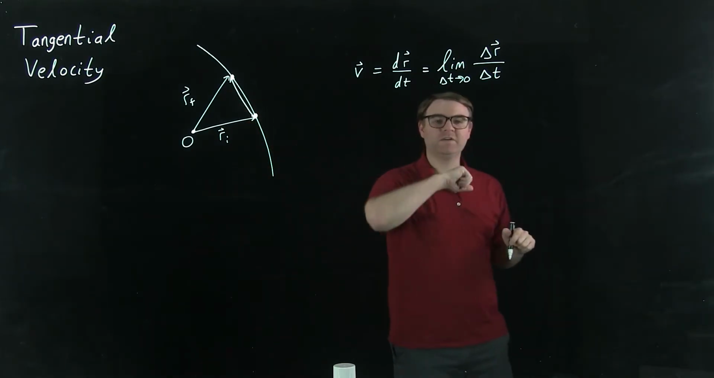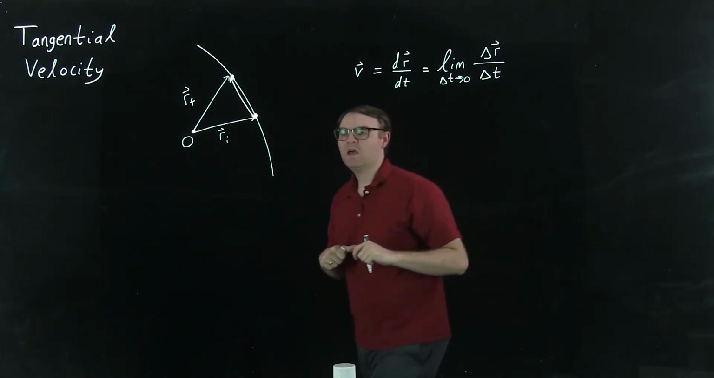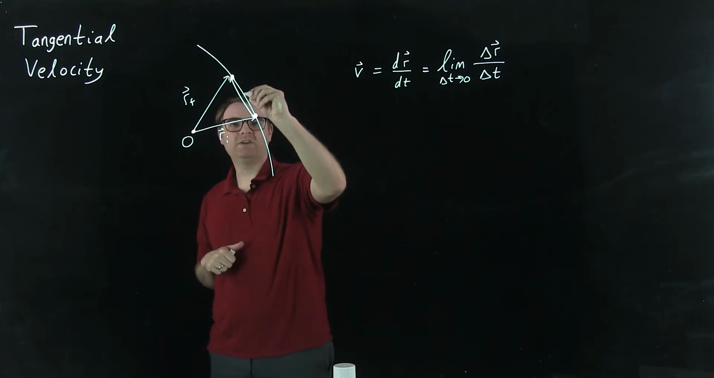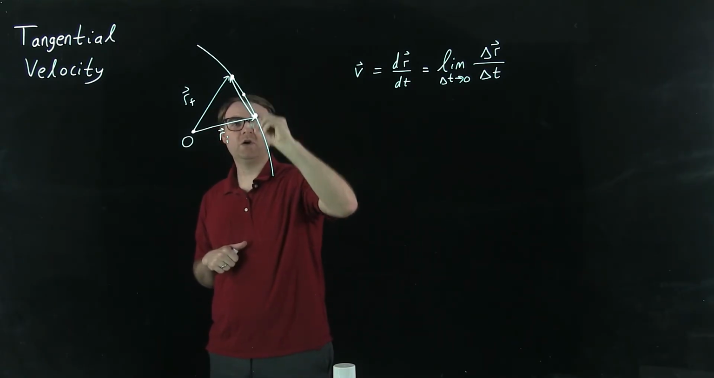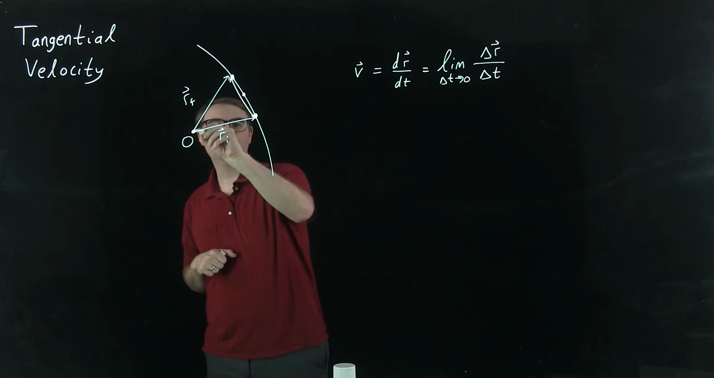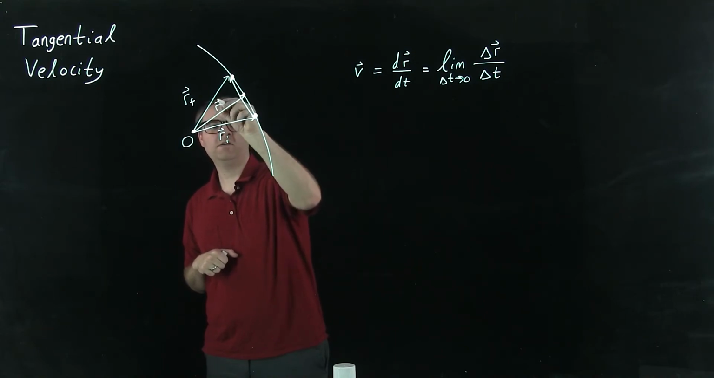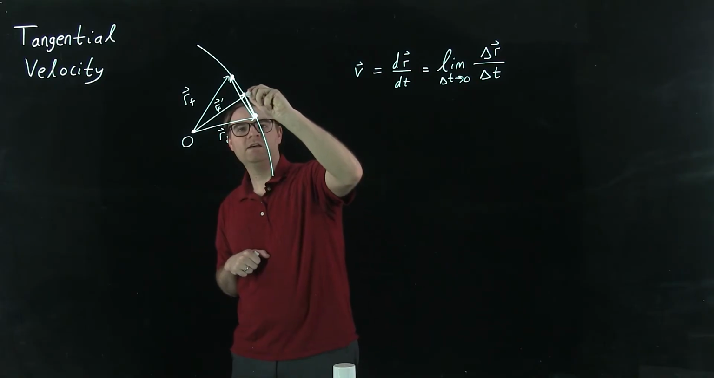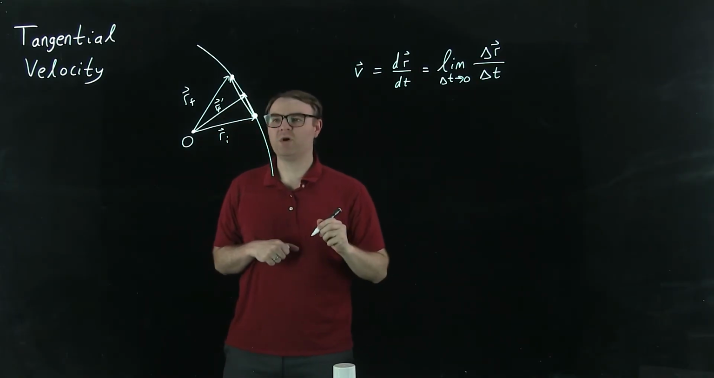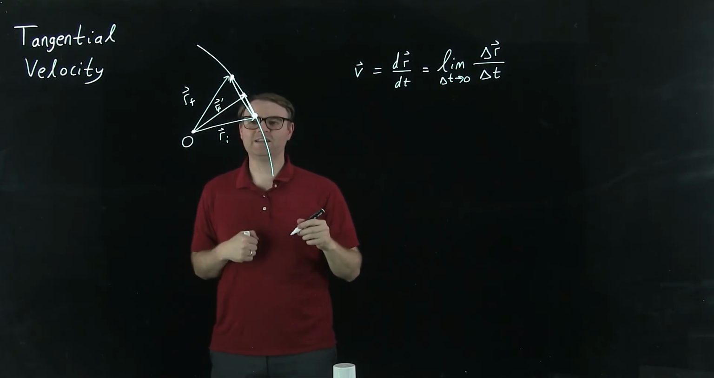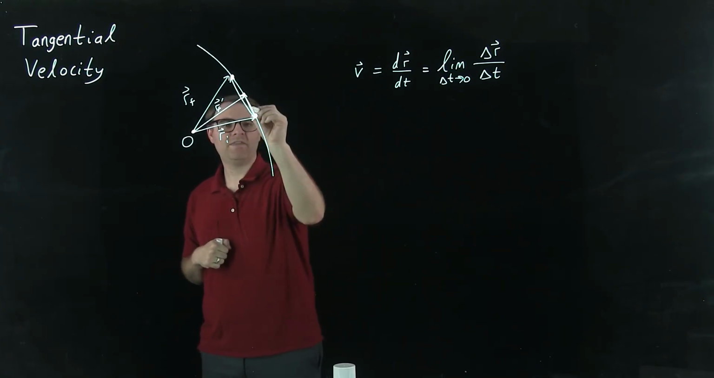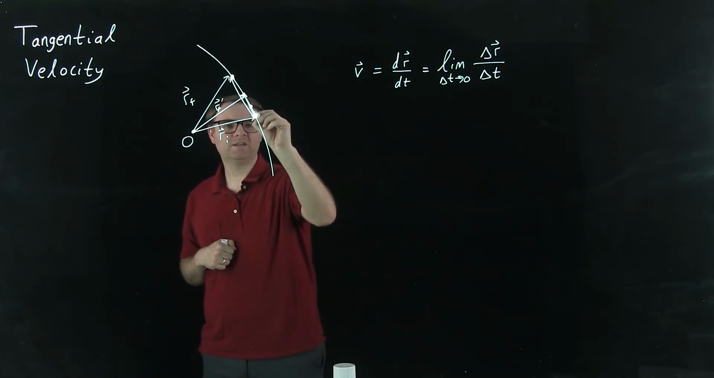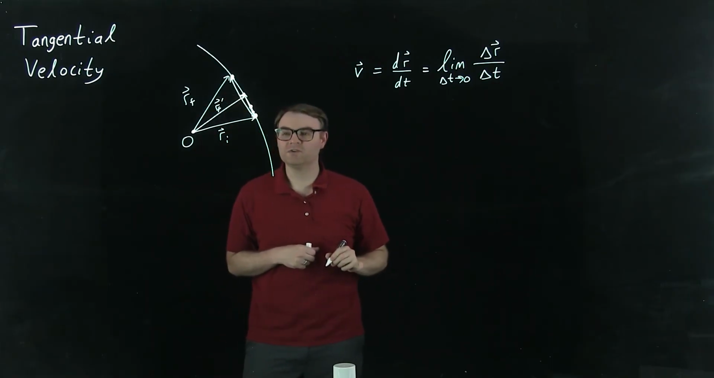The last thing this definition tells me to do is take a limit, which means what I need to do is imagine drawing these points closer and closer together. So here I might have an r f prime, which would give me a change in position that points that way, and therefore an instantaneous velocity that points that way. And then I can do it again, picking these points to lie closer and closer together.